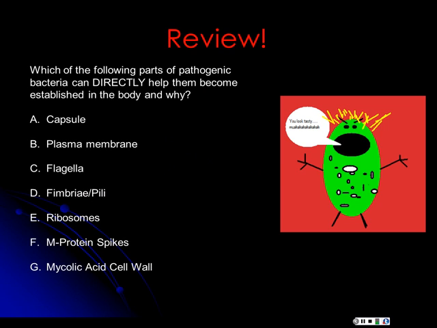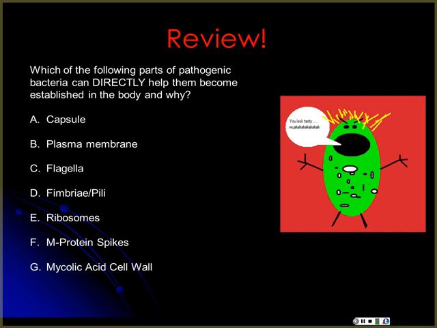Which of the following parts of pathogenic bacteria can directly help them become established in the body, and why? So here you want to look for things that pathogens would have, but non-pathogens would not. So how about a capsule? Yeah, that's definitely going to be one. What does a capsule do? Think of it as like a shield. And what are your white blood cells trying to do to the bacteria? Yeah, phagocytosis. Capsules are generally shields against phagocytosis.